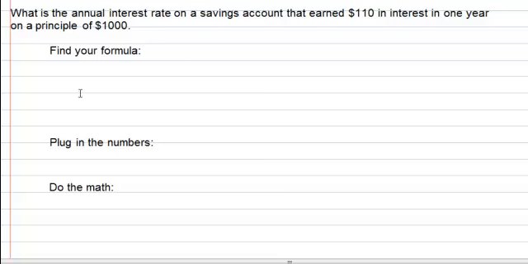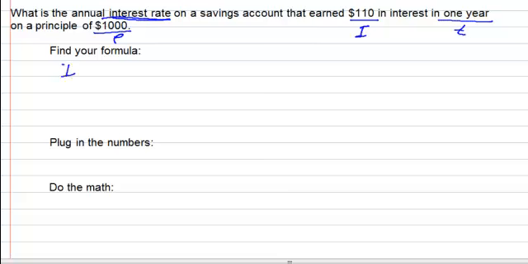So let's do another one. This one says, what is the annual interest rate? So we're looking for the percent. On a savings account that earned, there's our interest, in 1 year. There's our time, on a principal of $1,000. So we've got all of our pieces.